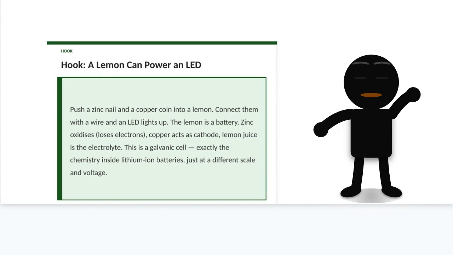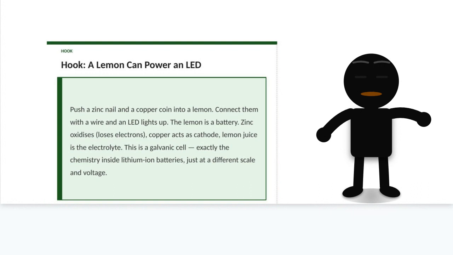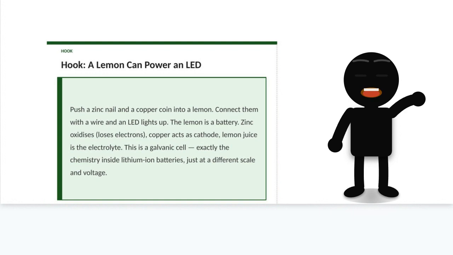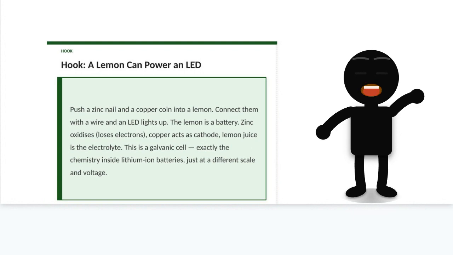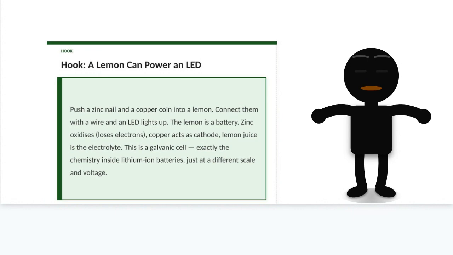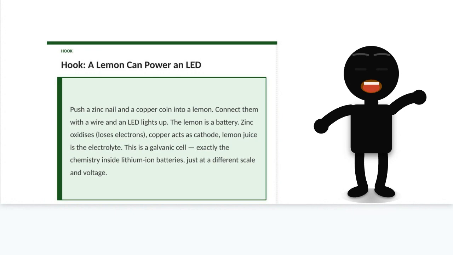Those electrons flow through the wire to the copper, which acts as the cathode where hydrogen ions from the lemon juice accept the electrons. The lemon juice is the electrolyte, completing the circuit. The voltage is only about 1 volt, not enough to charge your phone, but enough to prove the principle. Every battery you own, from AA cells to lithium-ion packs, uses this exact same galvanic cell principle, scaled up and optimized with better materials.